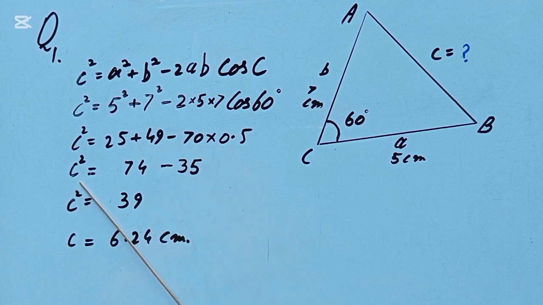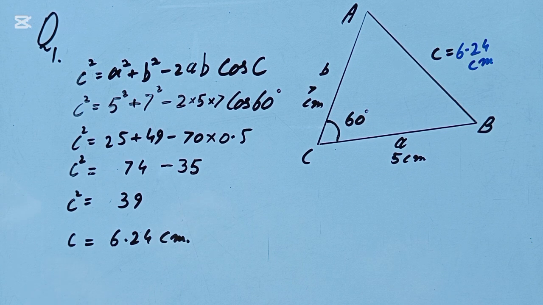Then C square equal to 74 minus 35. C square equal to 39. Taking square root both the sides, C equal to 6.24 centimeter. So this C is 6.24 centimeter we have calculated through cosine rule.